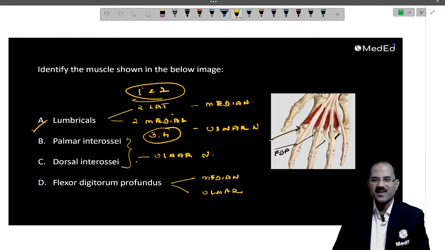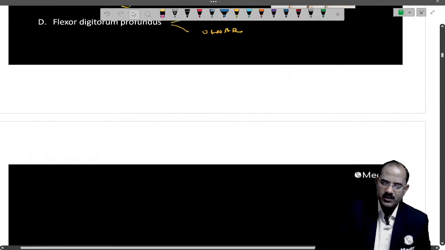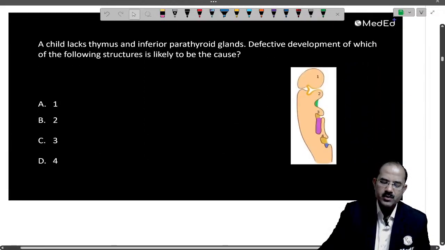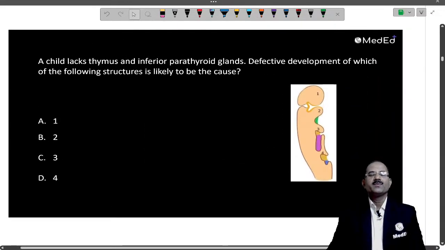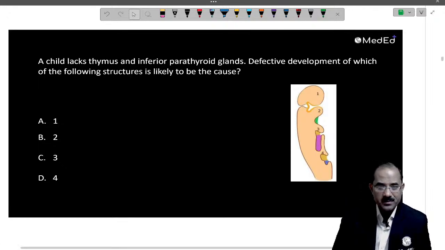Perfect. Hope you're going well. Very good. You're answering so nicely. Come on. Let us go to the next MCQ. Here we go. I'm trying to cover the maximum number of MCQs and topics.